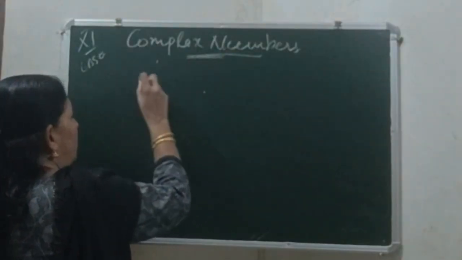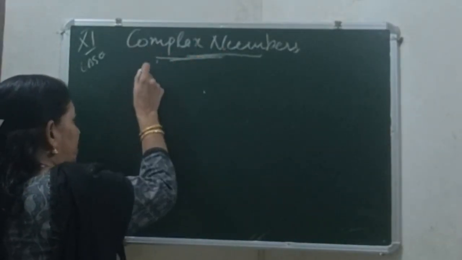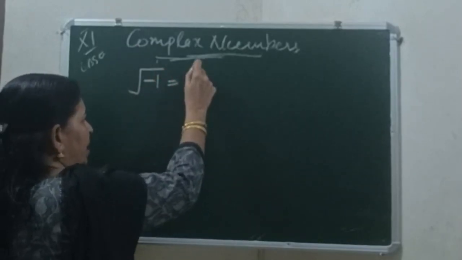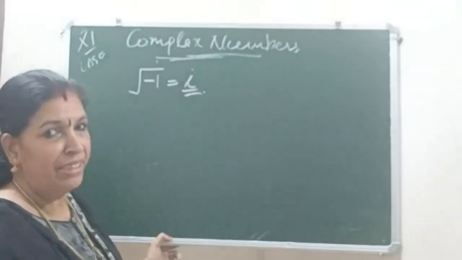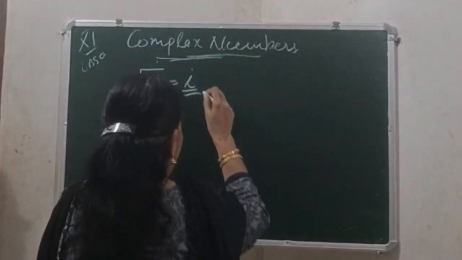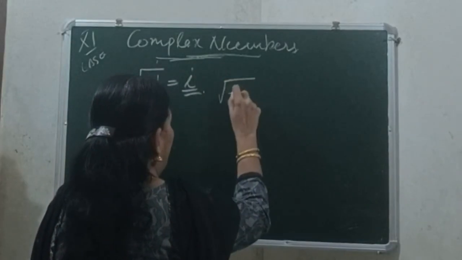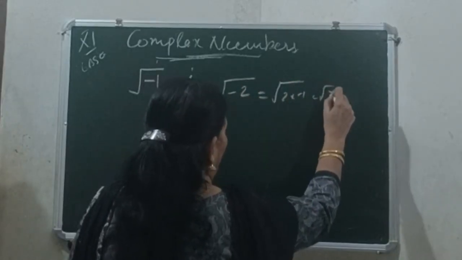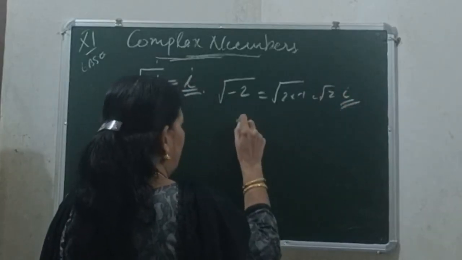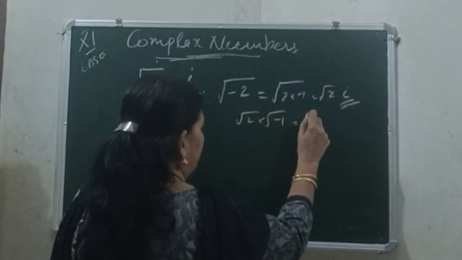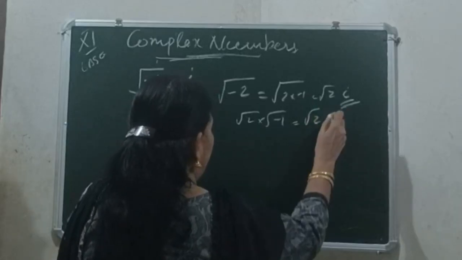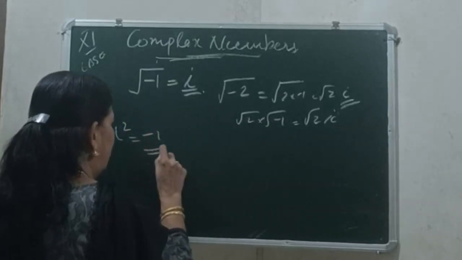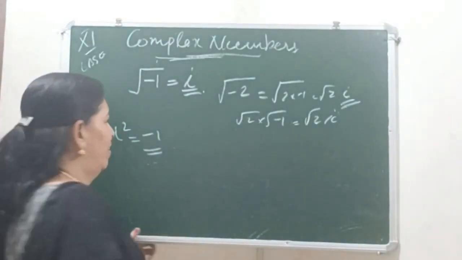When studying complex numbers, first we must learn a term: root of -1. Root of -1 is i. That is, an imaginary number. Root of -2 equals root of 2 into root of -1, that is root 2 into i. i is an imaginary number. Square root, that is i square equal to -1. The value of i square is -1.